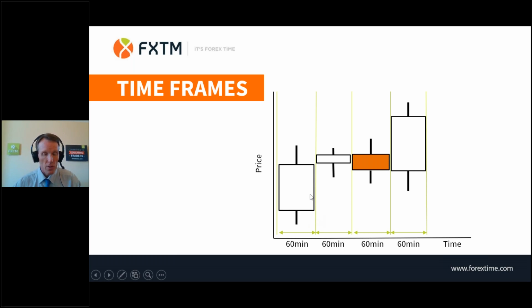Higher time frames and lower time frames both have advantages and disadvantages. The higher time frame has less emotion, less noise, and more stability, but also less opportunities. With the lower time frames, there's more noise, but there's more opportunities. But the important thing is the underlying rhythm, the structure is there in every single time frame.